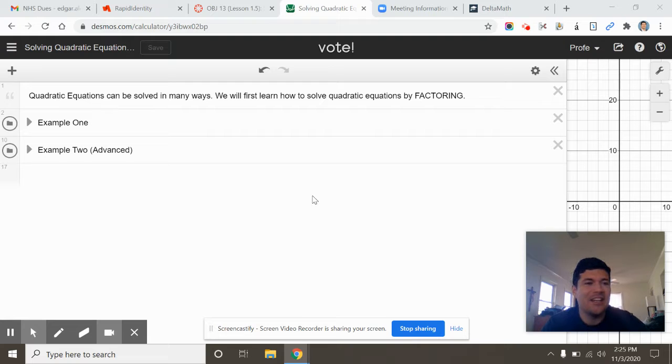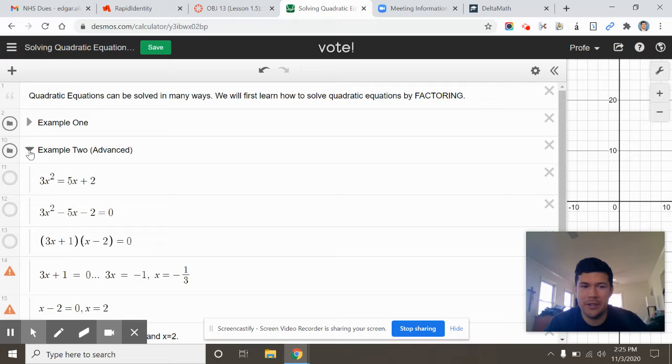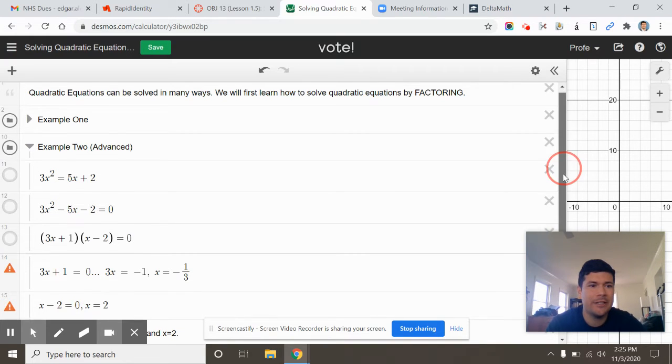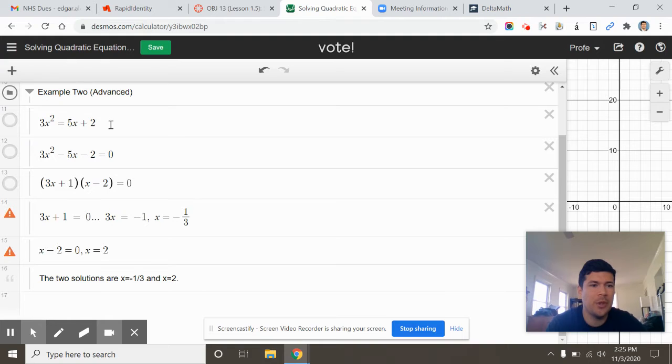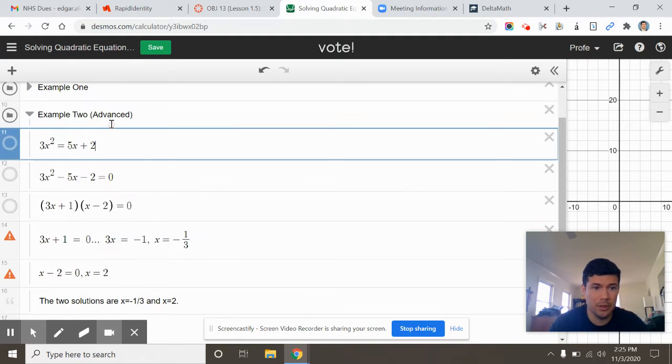Nice. Okay, so we're going to look at an advanced quadratic example. All right, and here we go: 3x squared equals 5x plus 2. What makes this more advanced? The fact that the a value is not 1. That is simply the only thing.